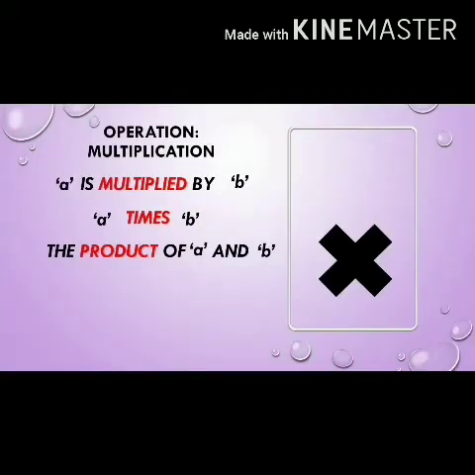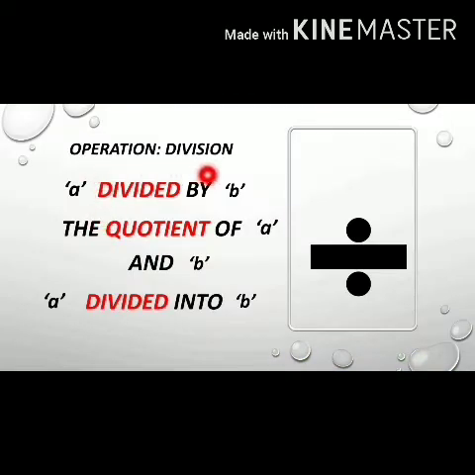Operation multiplication: a is multiplied by b, a times b, the product of a and b. Multiplied, times, product represent that the operation is multiplication. Operation division: a divided by b, the quotient of a and b, a divided into b. The keywords divided, quotient represent that the operation is division.